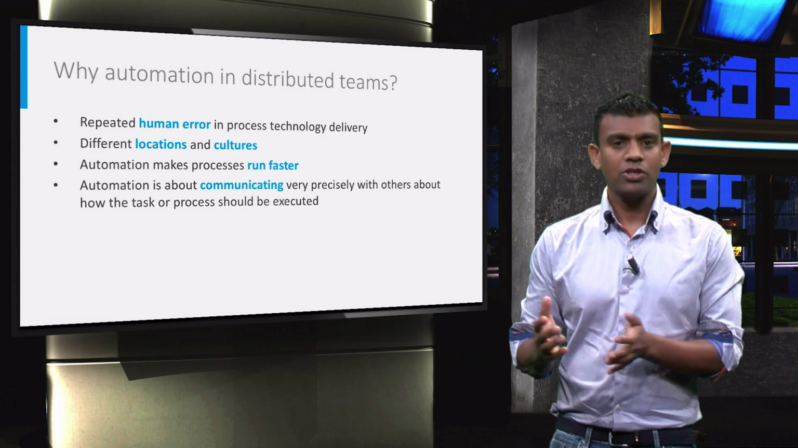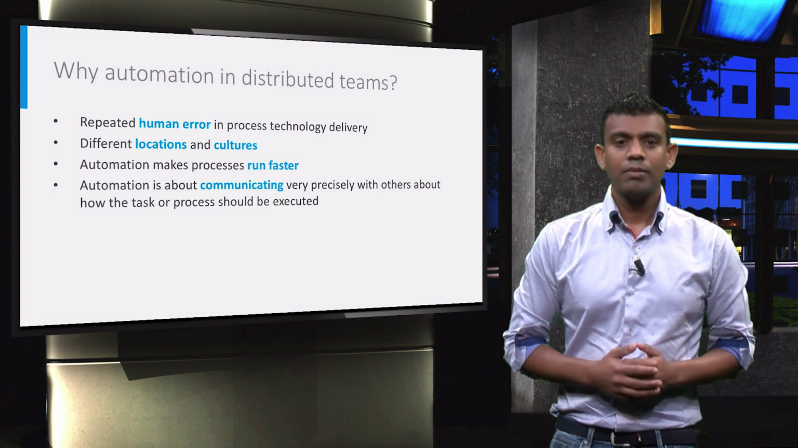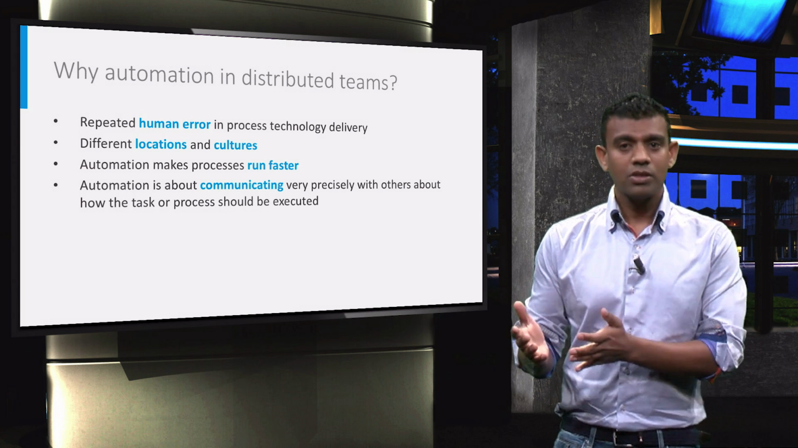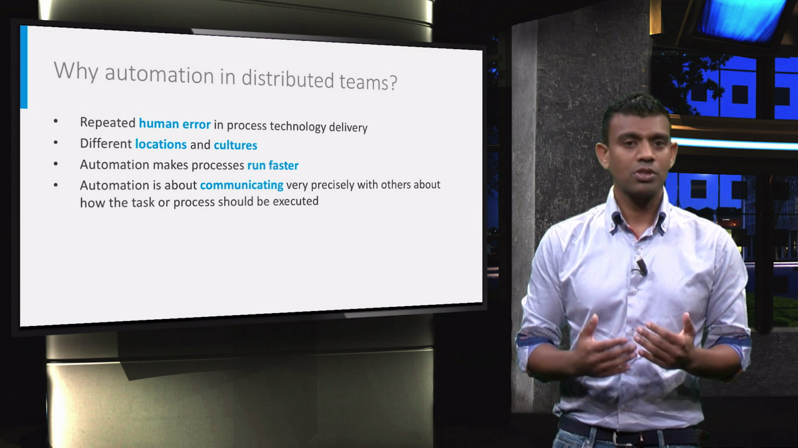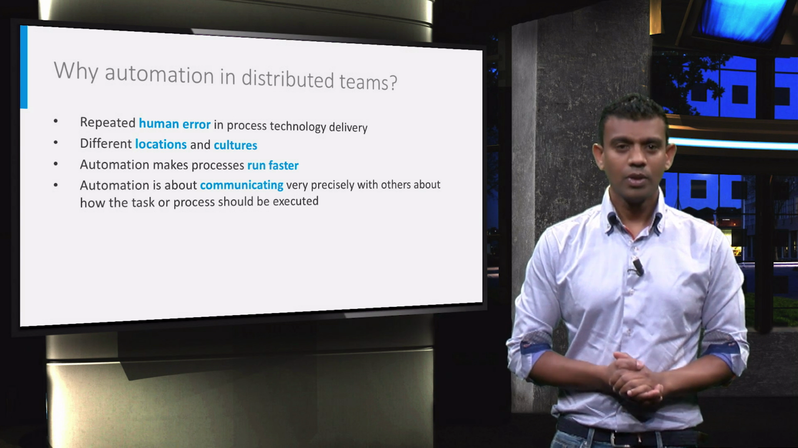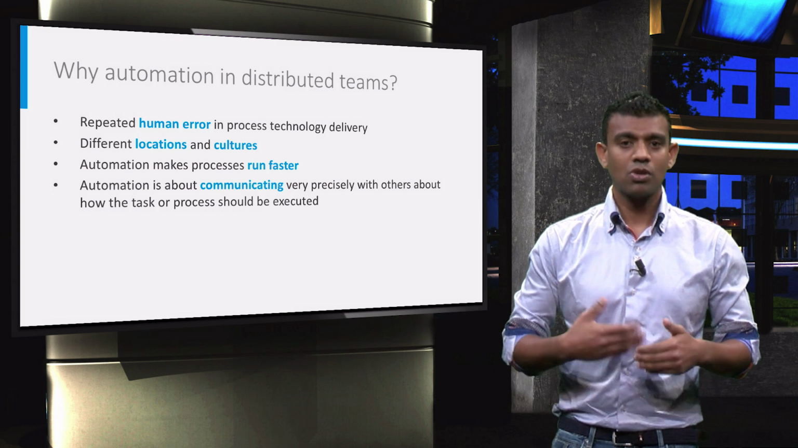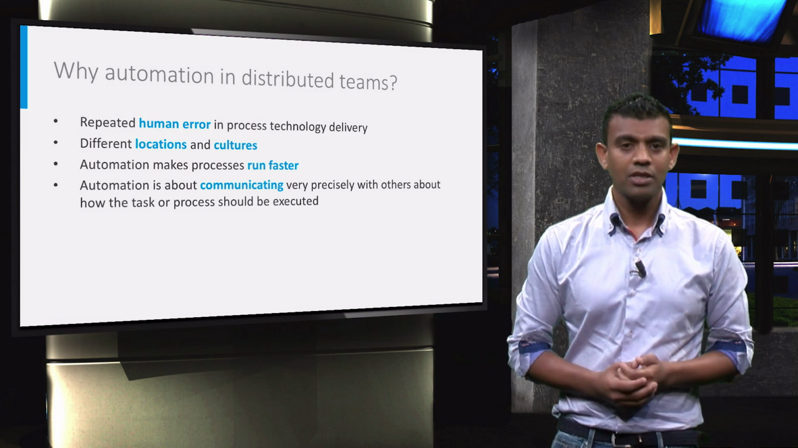Automation is not a way just to make process run faster, but also a way of communicating very precisely with others about how the task or process should be executed. Especially when working distributed, we make use of automation to solve the differences in environments.